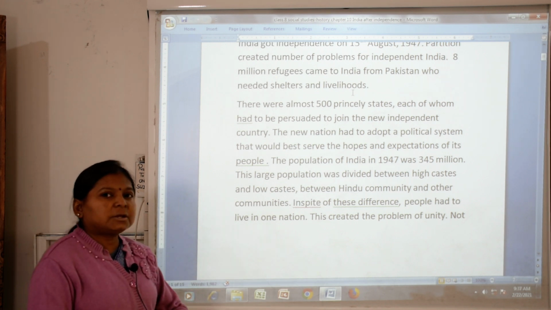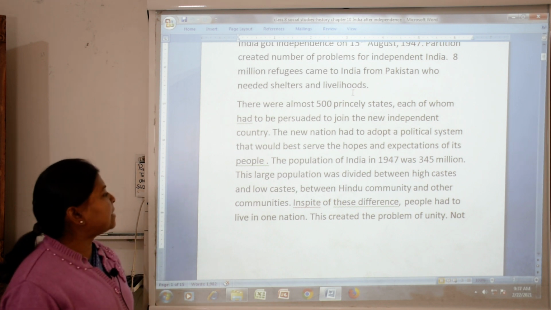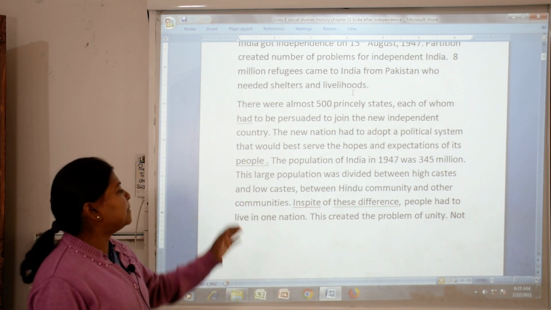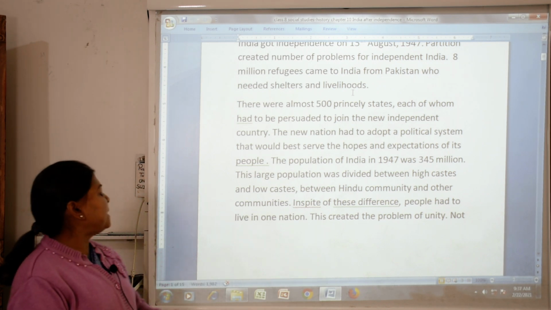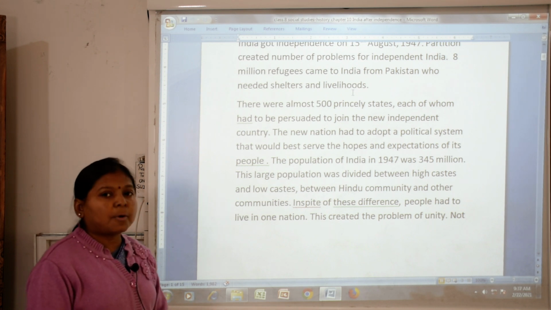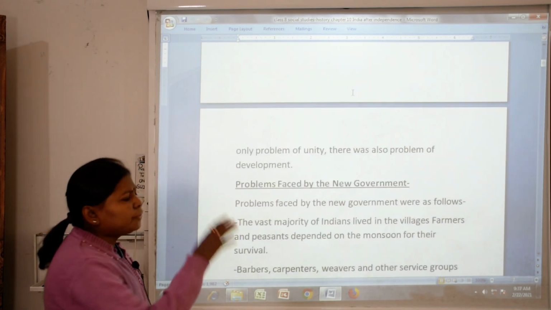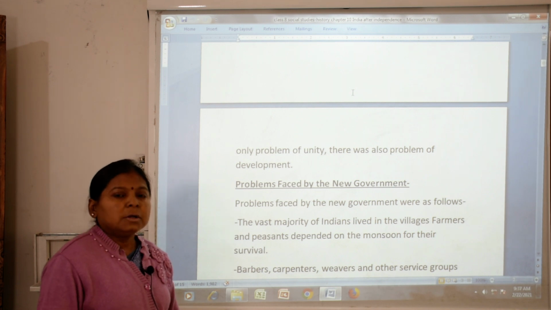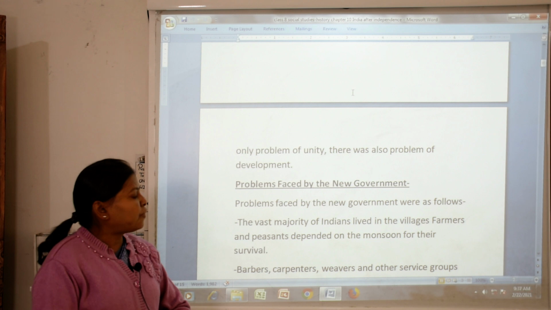This large population was divided between high caste and low caste, between the Hindu community and other communities. In spite of these differences, the people had to live in one nation, and this created a problem of unity. Not only the problem of unity, there was also the problem of development, how development and planning would be done in our country for the future.